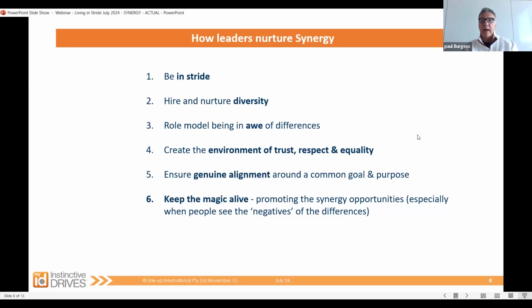Role modeling how you value those differences. And I call that out because it normally takes a while for people to come to grips with the fact that different IDs are as equal and as valuable as their own.